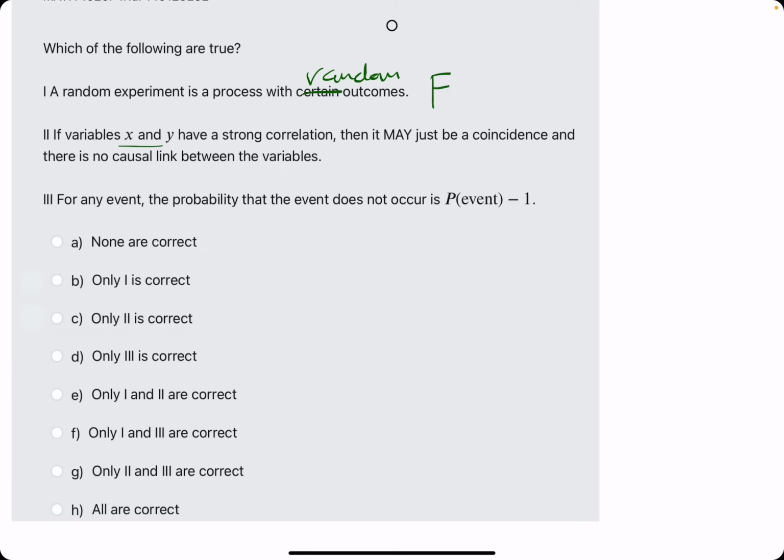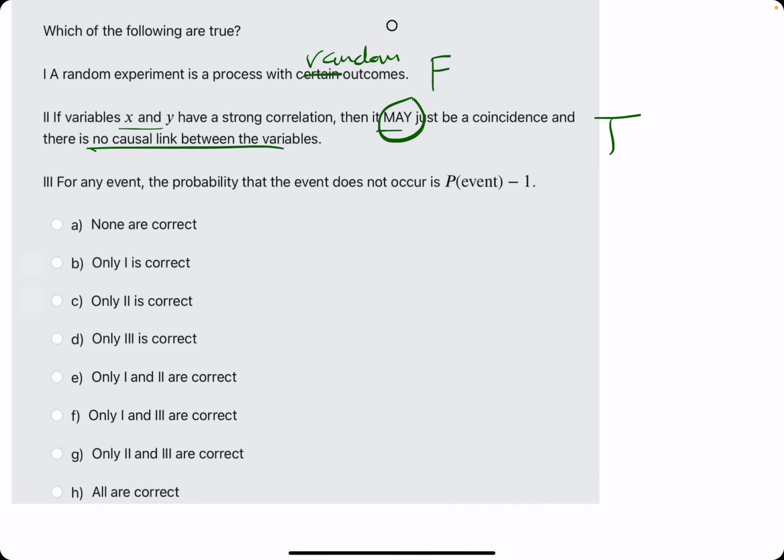If x and y have a strong correlation, then it may be a coincidence, and there's no causal link between the variables. So the no causal link thing, ironically, is the more important thing, I believe. The may is helpful. It helps you see that it's likely true because it gives you wiggle room. It's not a very firm statement. It's very loose. So that is a true statement. So again, the biggest thing is correlation does not equal causation. That's why I mentioned the no causal link is actually the more important.